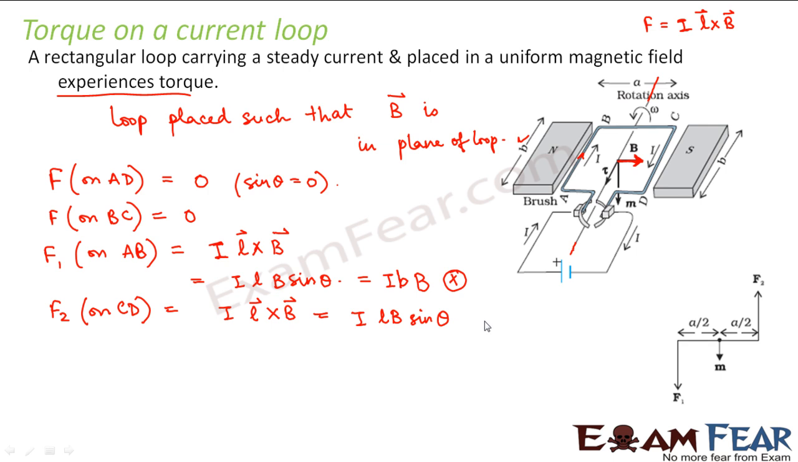So even in this case, theta will be equal to 90 degrees because the length vector of this arm is perpendicular to the magnetic field. So this will also become equal to I L B. And what would be the direction in this case?